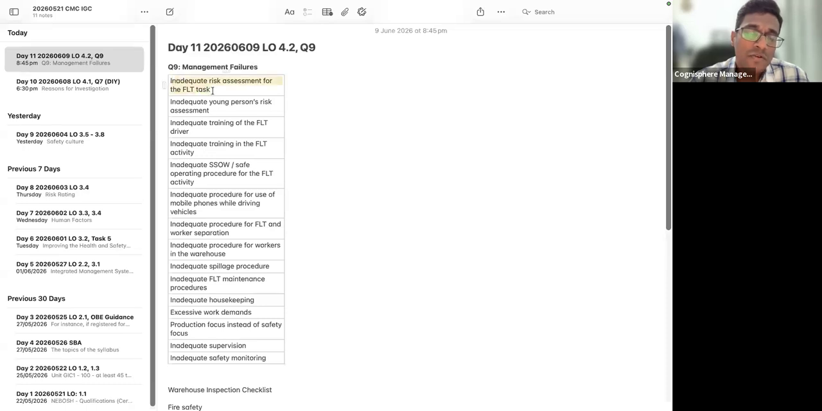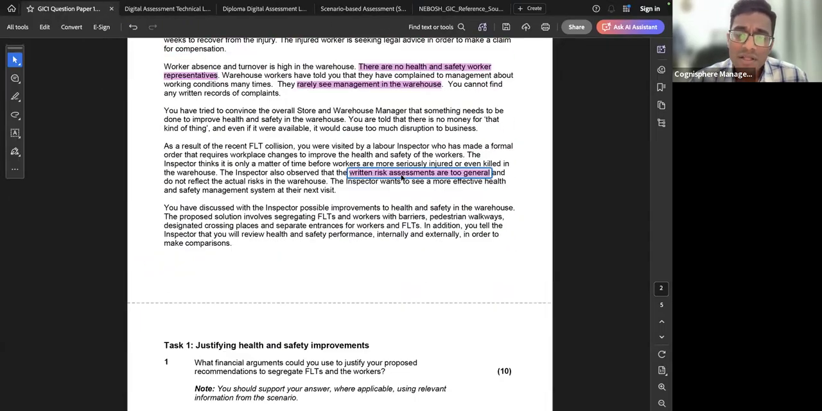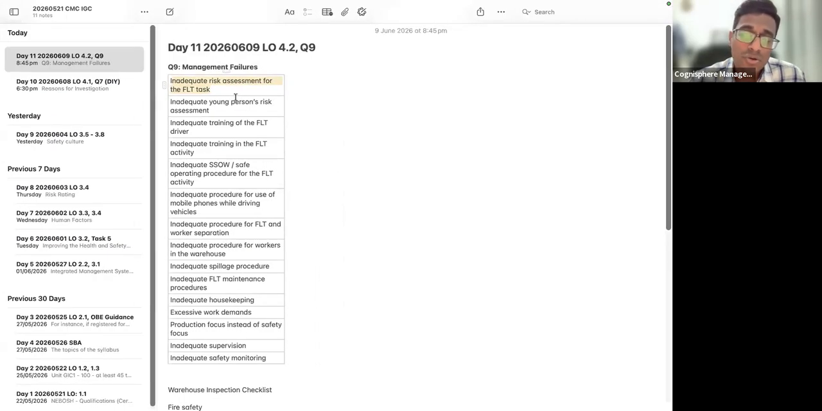So if you look here, inadequate risk assessment for the forklift truck task, because the assessments are too general. They don't have any specific risk assessment tailored for the warehouse activities. So one of the management failures is they do not have a risk assessment specific for the forklift truck task, or they do not have a risk assessment for young person. There is a young forklift truck operator, so you should do a specific risk assessment for vulnerable people like young person, disabled person, pregnant women, lone worker. So here there is no risk assessment for young person.